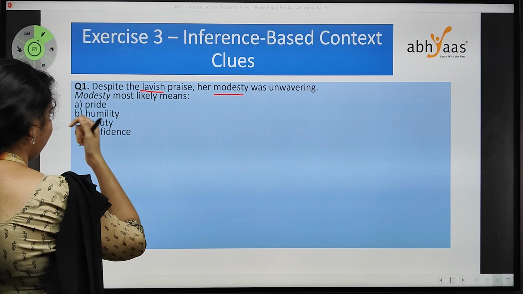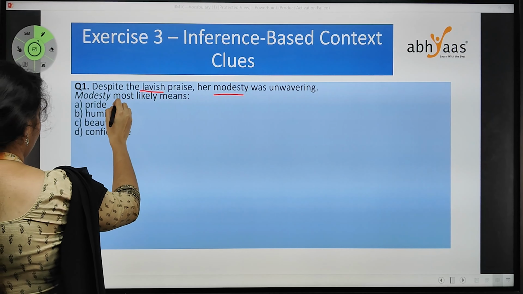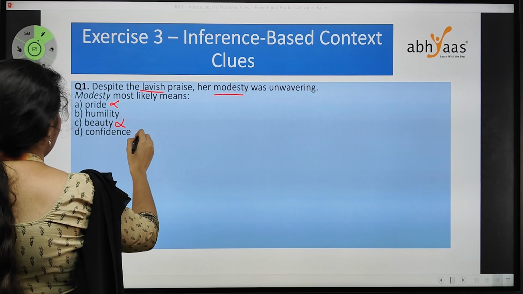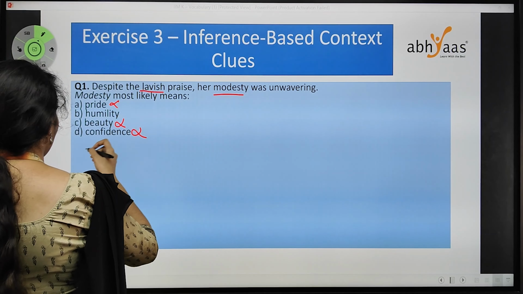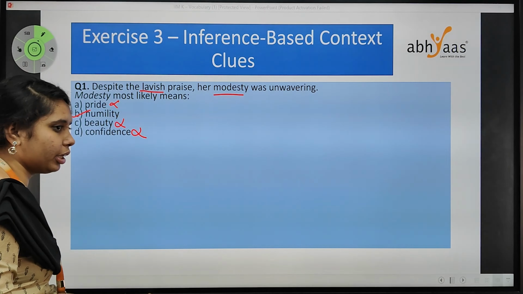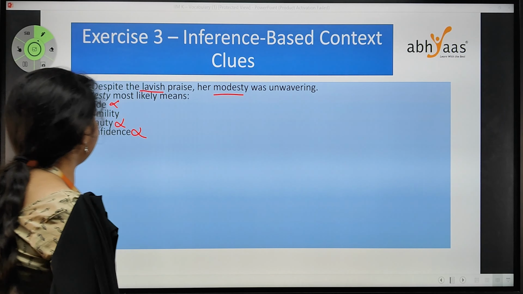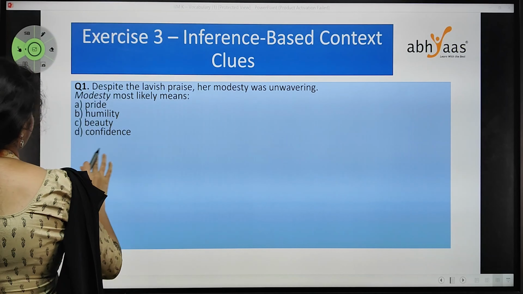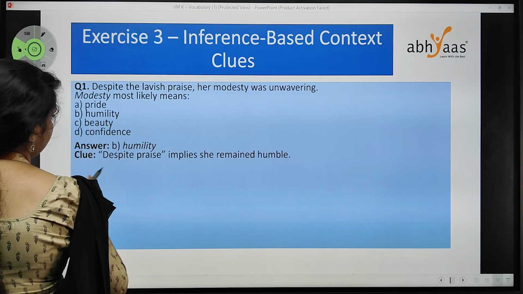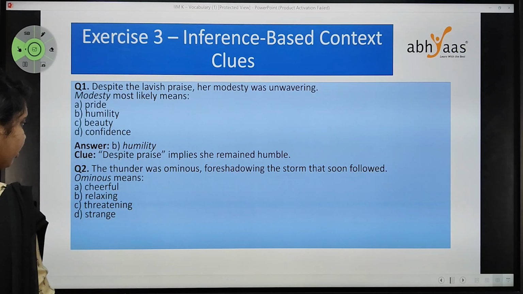What does that mean? Is she having a lot of pride? No. Is it related to beauty? No. Is it about her confidence we are talking? No. It's the humility. What is humility? When you're down to earth, when you're humble, right? Yeah, so despite the praise, she always remained humble.